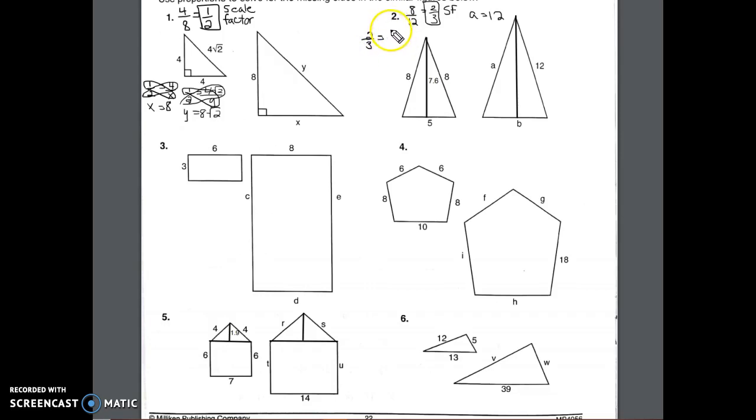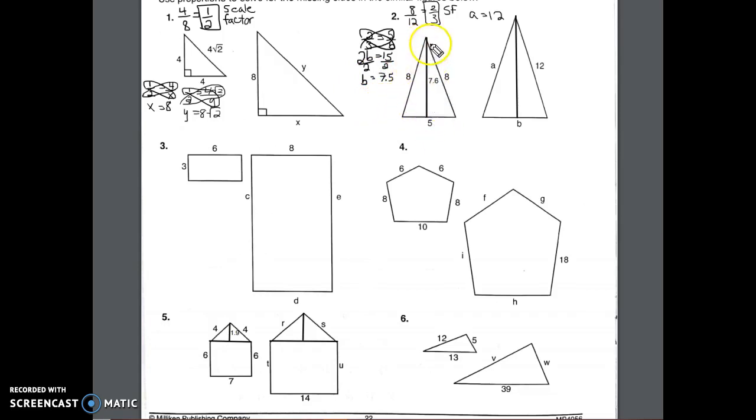And my B is on the bottom, so I'm going to compare 5 to B because they're both on the bottom. Just like number 1, I'm going to cross multiply to solve, so I get 2B is equal to cross multiply 3 and 5, and I get 15. I'm going to divide by 2, and B is going to equal 7.5. And that's my answer. B is 7.5.